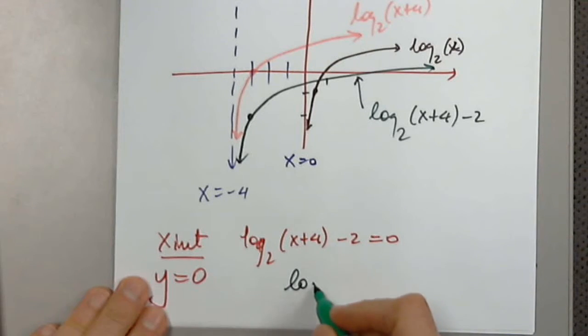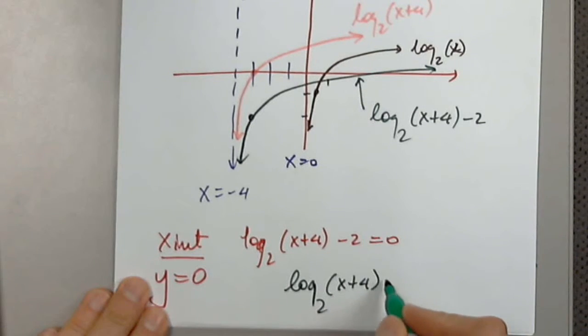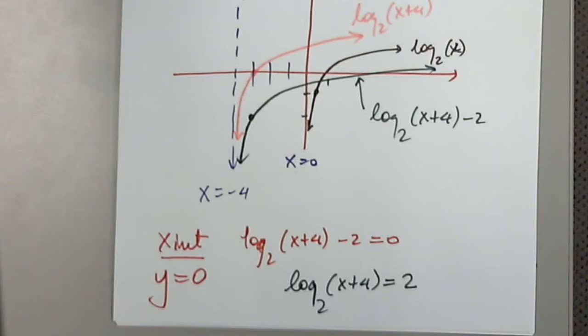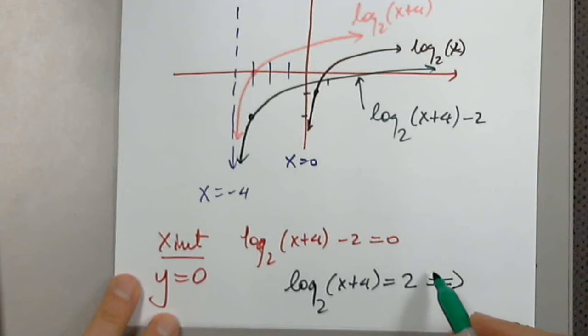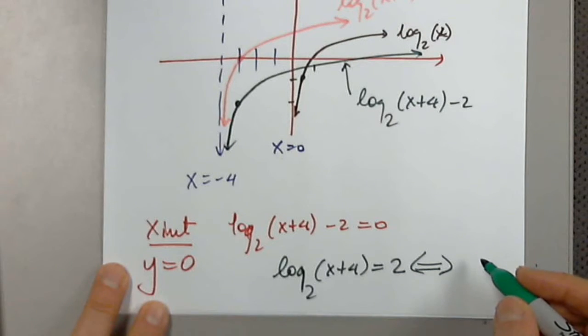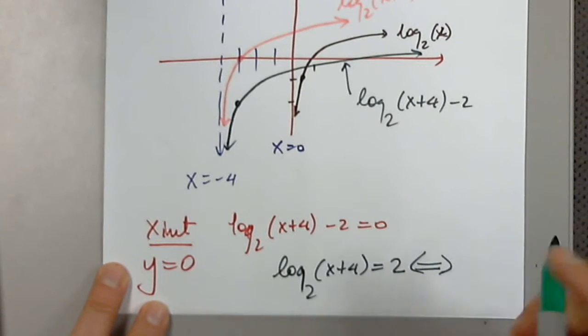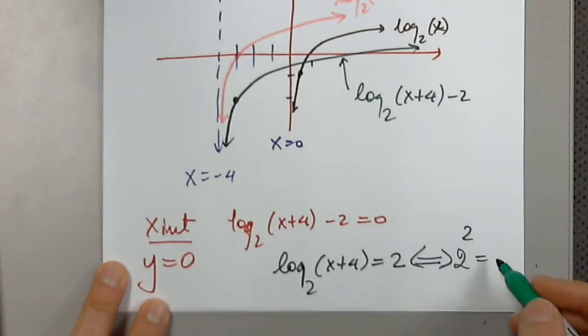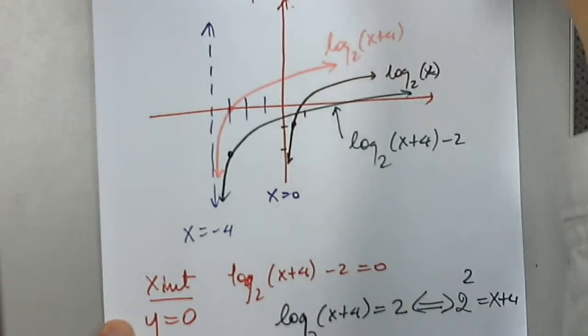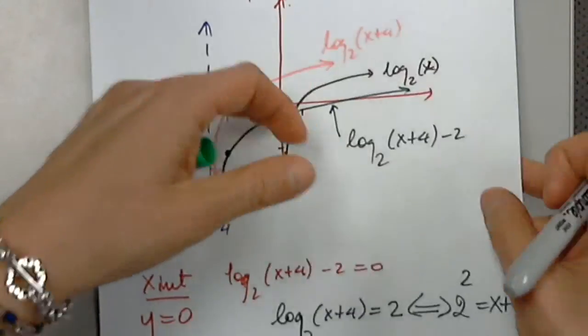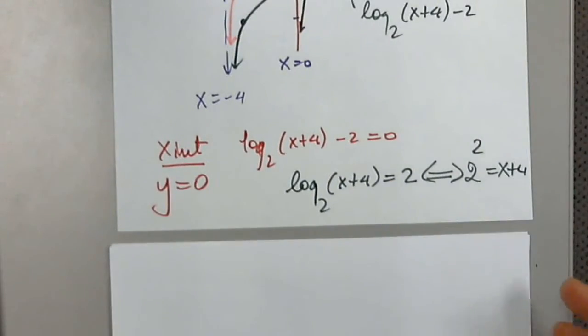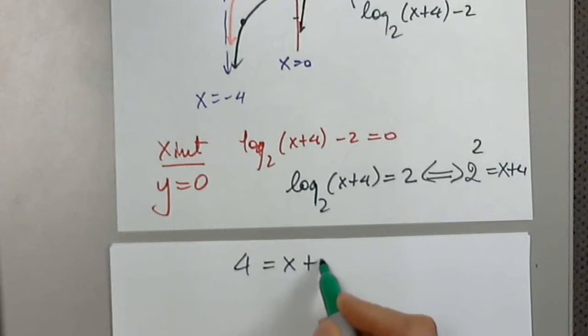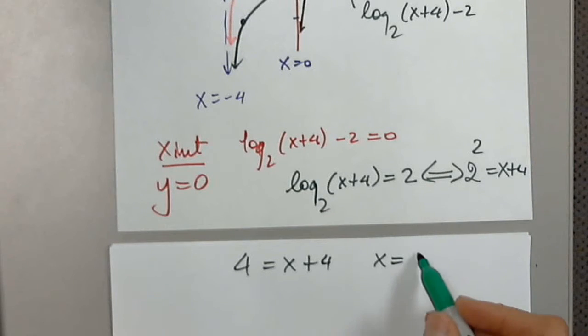Clean it up. Log base 2 of x plus 4 is 2. Then change this into exponential. 2 to the power of 2 equals x plus 4. So this is 4 equals x plus 4. So x equals? 0. Very good.